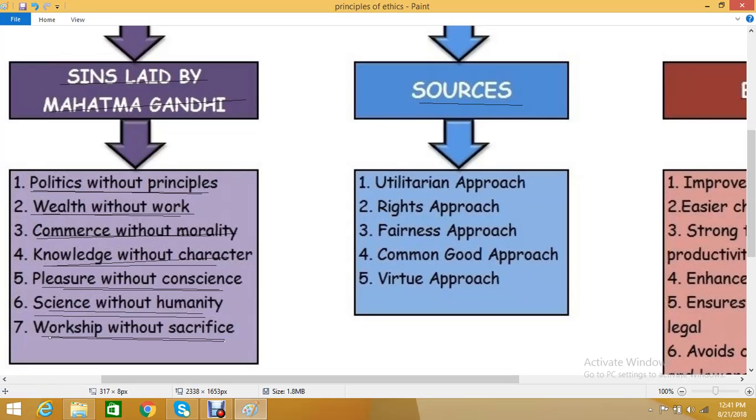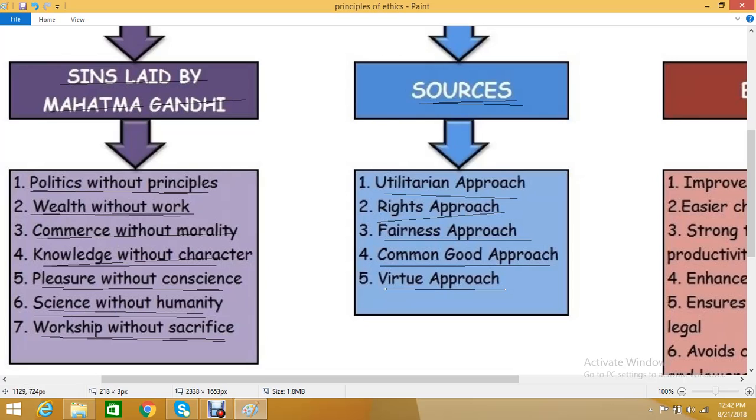In the second box, we are going to the sources. What are the sources? The first one is the utilitarian approach. Utilitarian approach means that approach should be utilized. Second one, right approach. Right approach means it should be a correct approach. Third one, fairness approach. Fairness approach means true and fair. Fourth one, common good approach, not a bad approach.